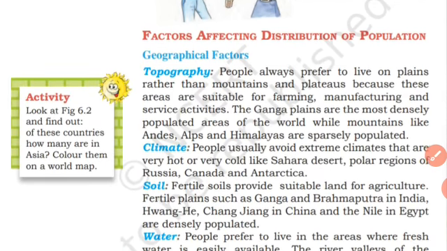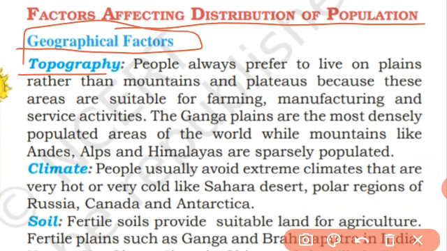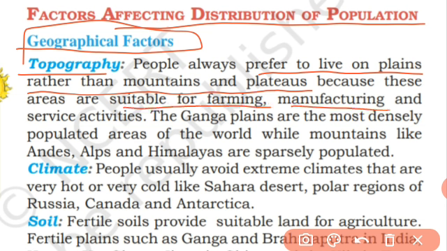Factors affecting distribution of population. First is geographical factors, topography. India has variety in landforms. People always prefer to live on plains rather than mountains and plateaus because these areas are suitable for farming, manufacturing, and service activities. The Ganga plains are the most densely populated areas of the world, while mountains like Andes, Alps, and Himalayas are sparsely populated.